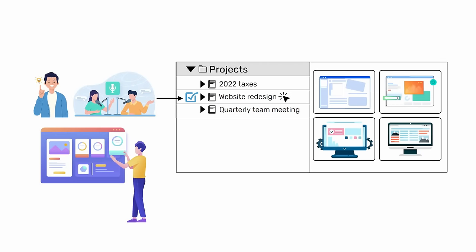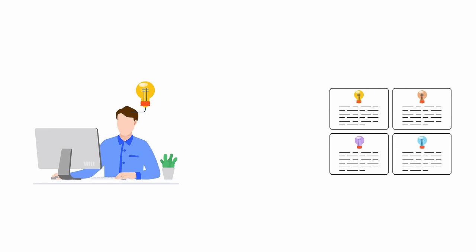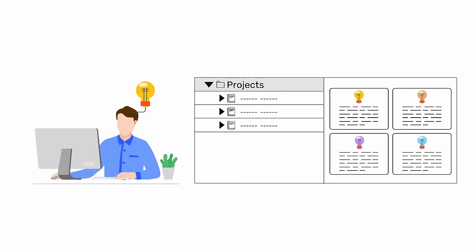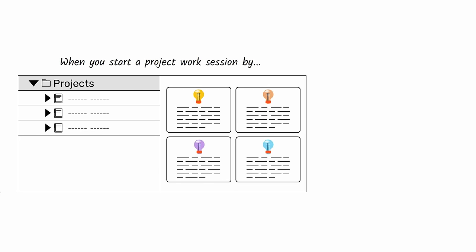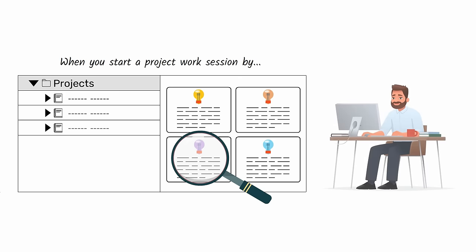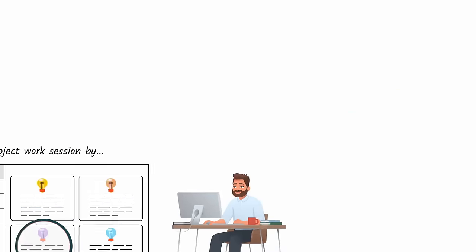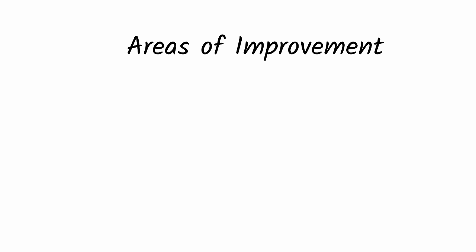notes. Most people sit down to work on a project and trust their best ideas will magically come to mind, but that rarely happens. You'd be better off if you gradually captured good ideas in your second brain and reviewed those ideas when you sit down to work on a project. When you start a project work session by scanning ideas and information you previously captured, you quickly re-engage with that project and kill procrastination. Now let's talk about the areas of improvement section of your second brain.